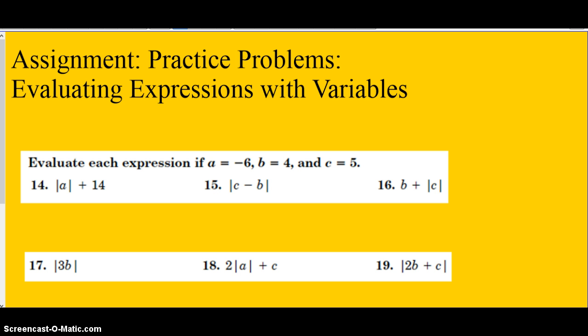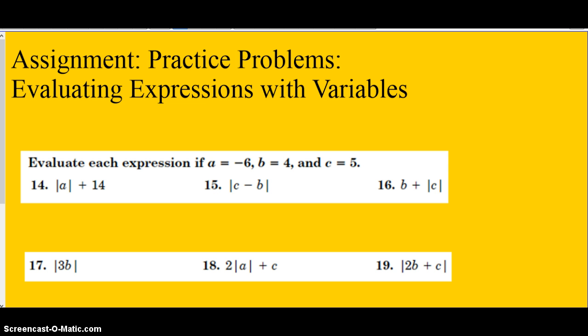For the next time we get together, I want you to do some practice problems. Notice I have some variables that are represented by some integers. We're evaluating expressions when a is equal to -6, b is equal to 4, and c is equal to 5. I want you to give this a try. Make sure you're paying attention to the absolute value symbols. And when you come in next time, we will look at the answers.